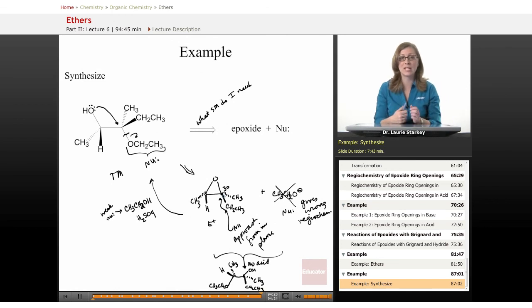Okay, so we saw lots of examples here about ethers, how to synthesize ethers, what reactions ethers undergo, what some physical properties are. Of course, the most interesting ether that we have is the epoxide. So we saw lots of examples of epoxide ring opening reactions and the stereochemistry and regiochemistry implications of those.